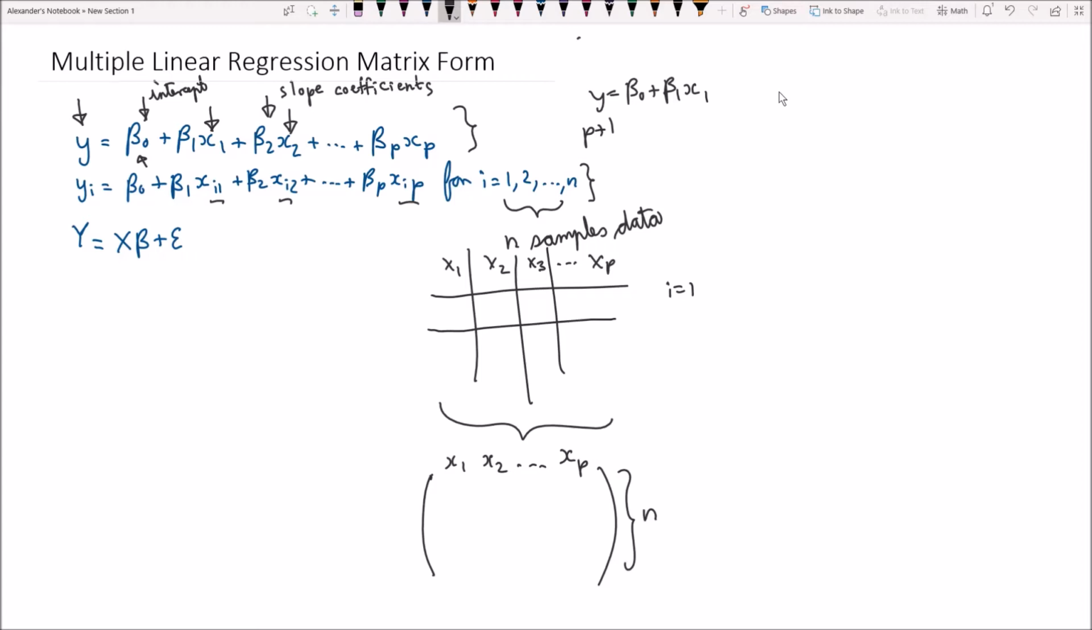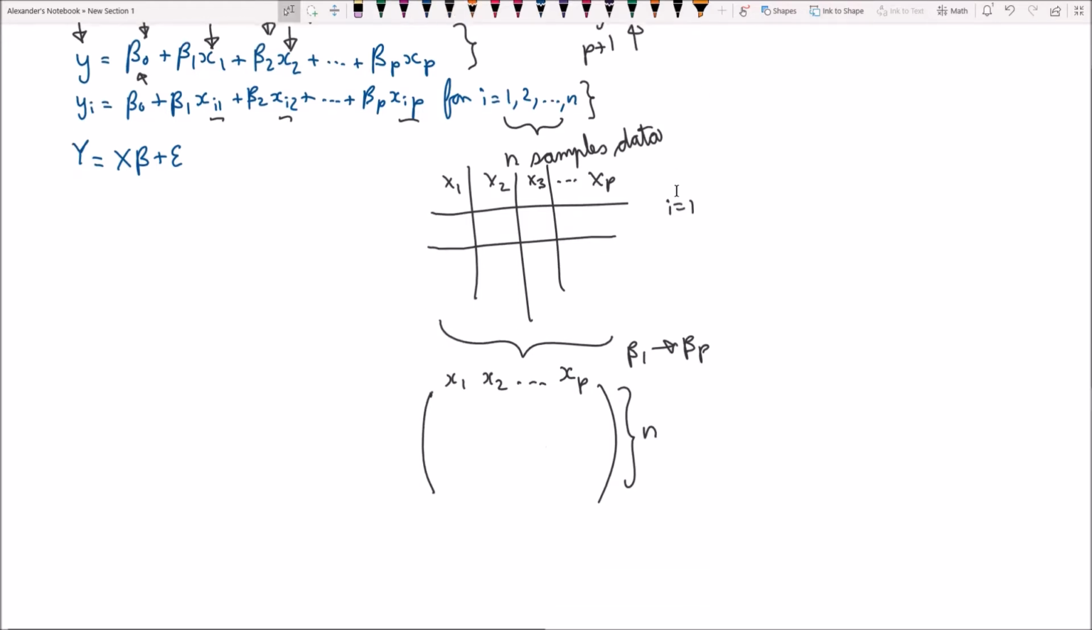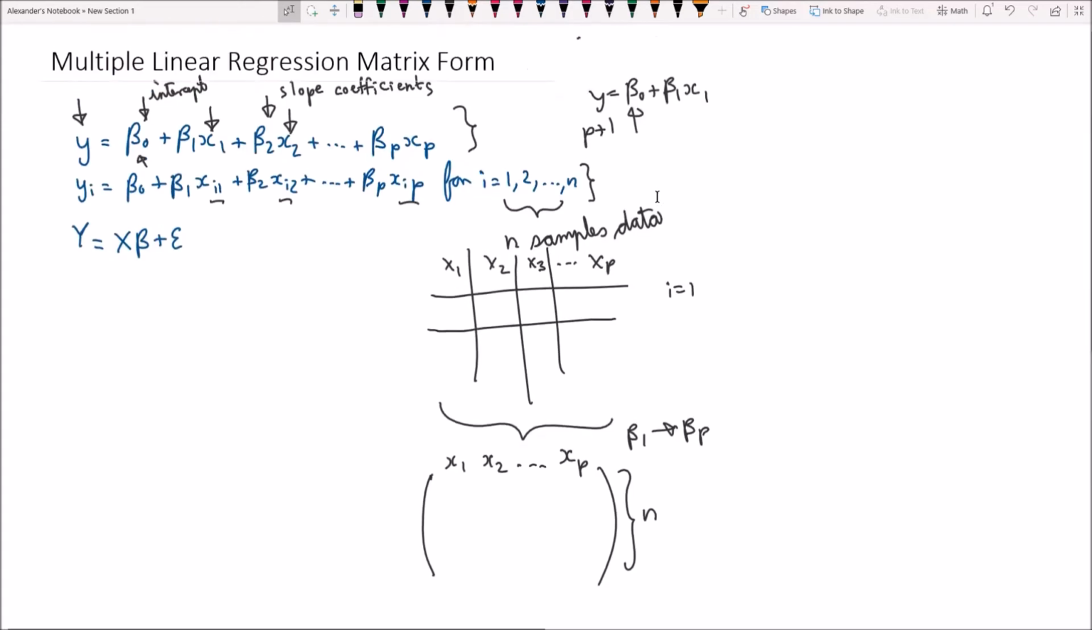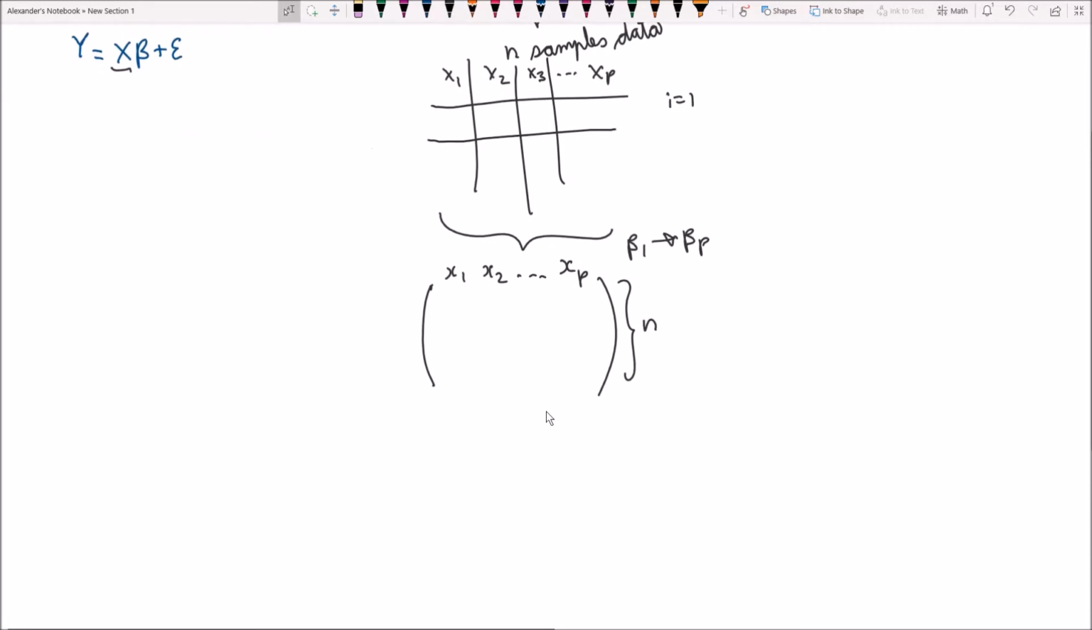And this is for our regressors beta 1 to beta p. But we see that we have got an intercept here. So that's why, when we're doing the design matrix X, we have to include another column, a column of ones, to be able to capture the intercept coefficient. So let's get started with that.